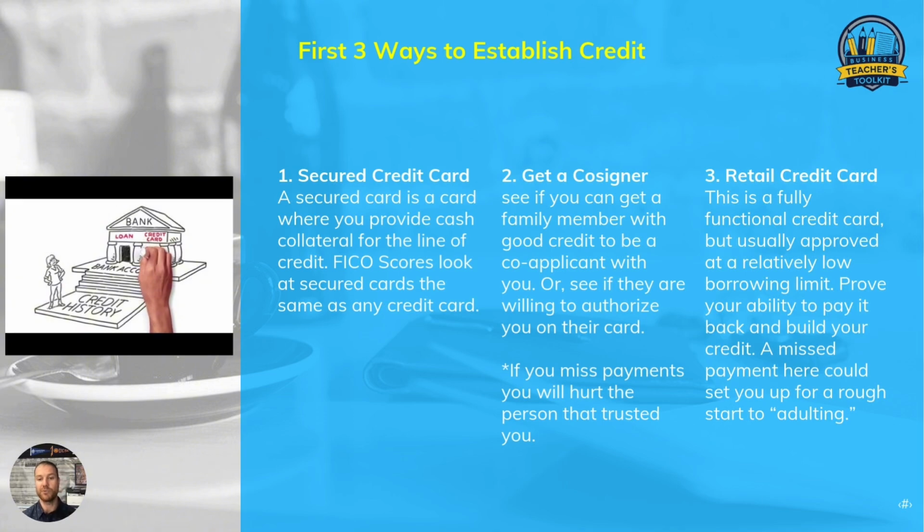Usually gets approved at a relatively low borrowing limit if you have a low credit score, and you have to prove your ability to pay it back and build your credit every single time that you are paying it back on time, every time, and in full. Your credit score starts to creep up. It's going to take time, but this is a good starting point. Any missed payments, however, could set you up for a rough start to adulthood.